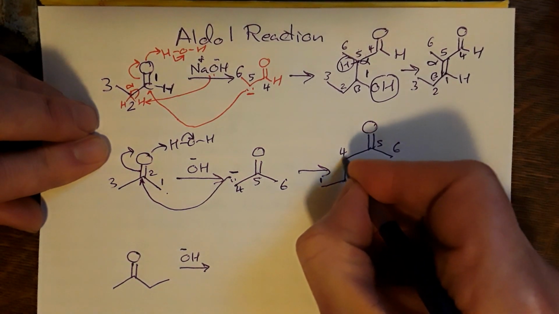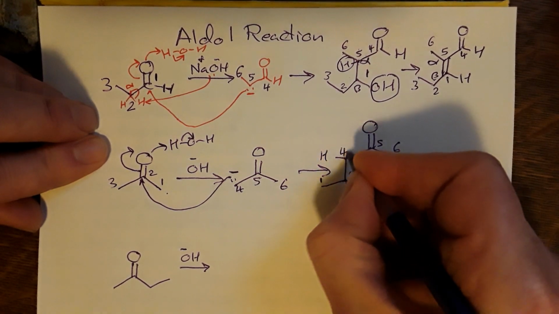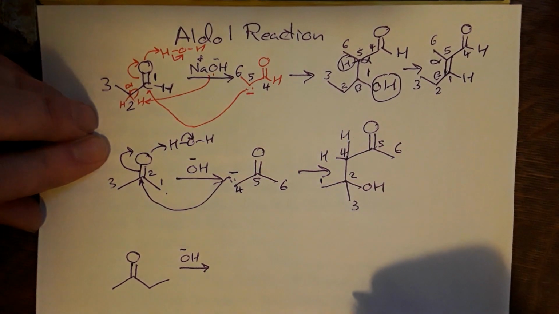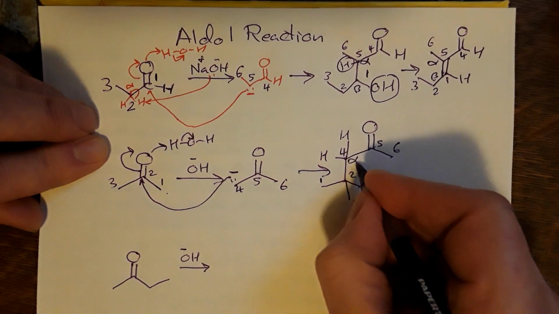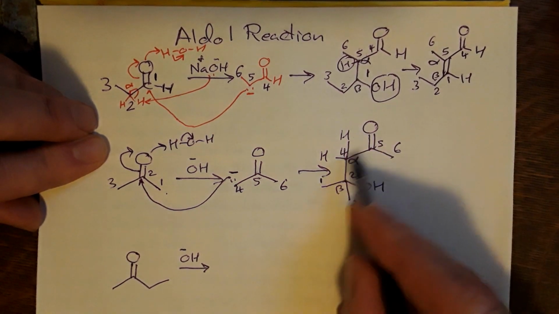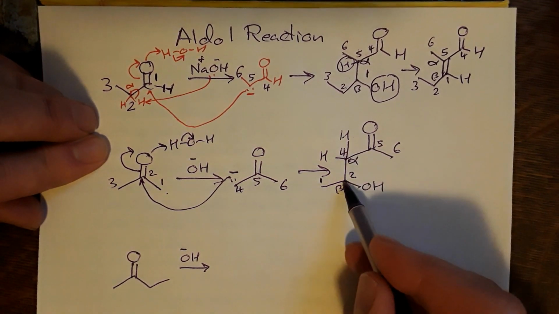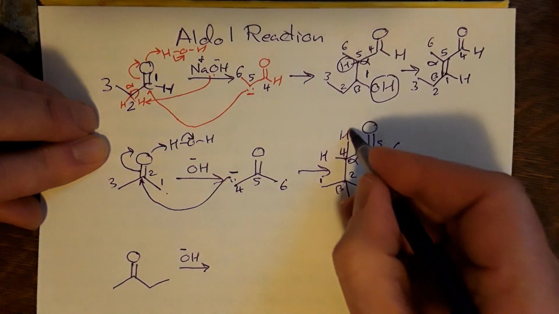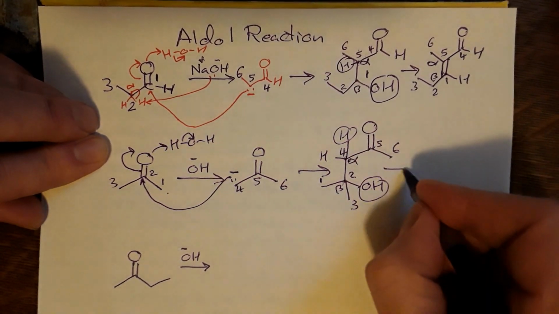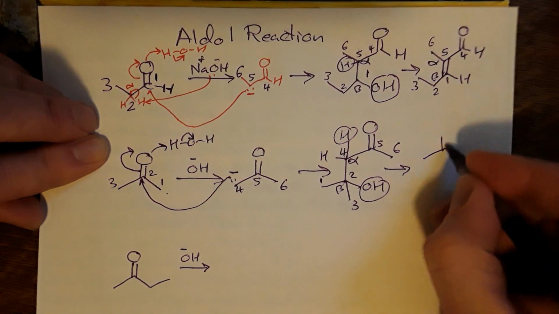And here we have our couple of hydrogens. And here is our beta hydroxy ketone, alpha, beta, and then we're going to lose a molecule of water and give our final product, which is going to look like this.